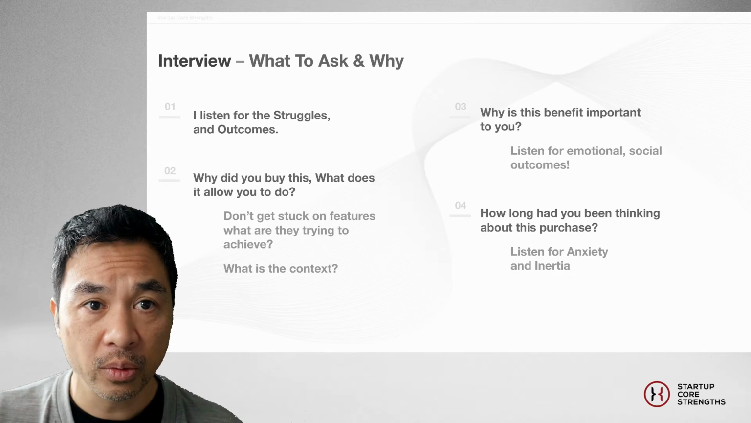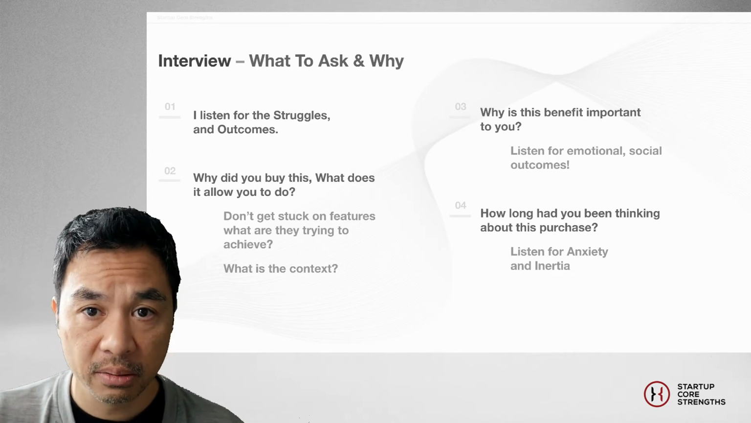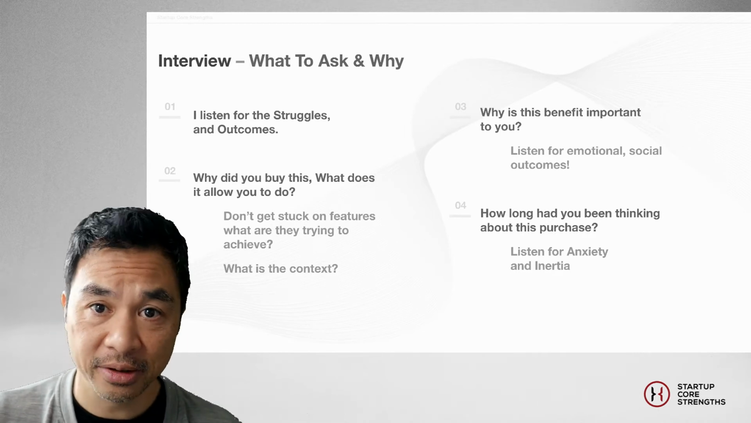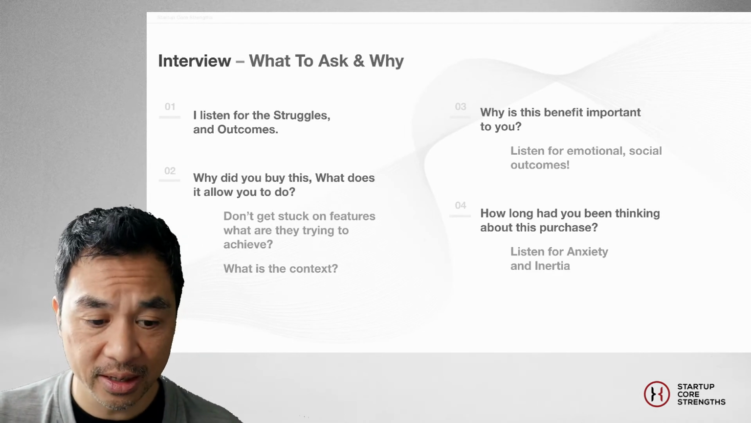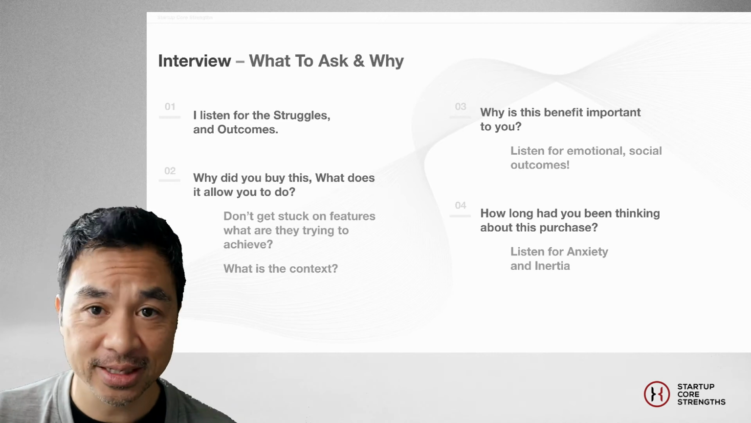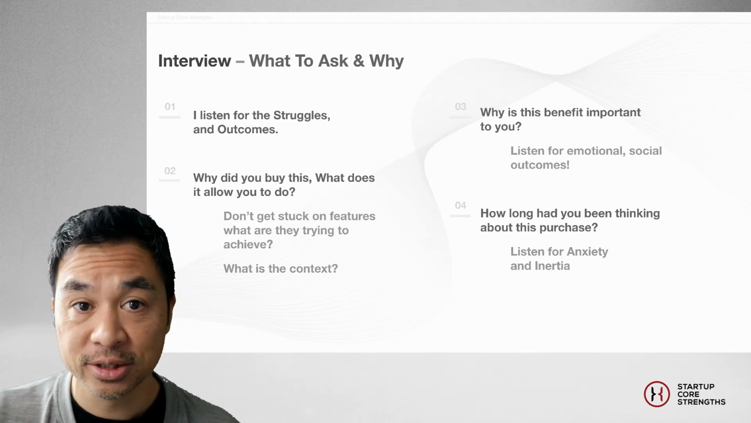And you'll want to listen to, what's the context? Oh, okay. The person says, yeah, they're not very good at design. They're not a designer or developer. And they need help creating landing pages and it takes a week. Okay. So that's the context.